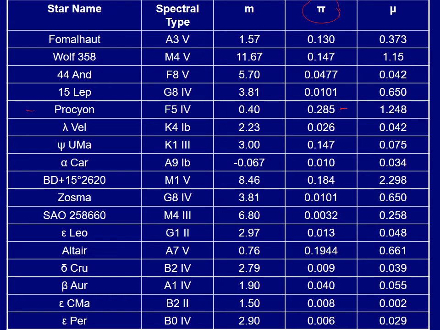What's the farthest star on the list? The farthest star would be the smallest number. So the smallest number is right here, 0.0032, and that is the star SAO 258660. Okay. So what if I wanted to find how far away those stars were?